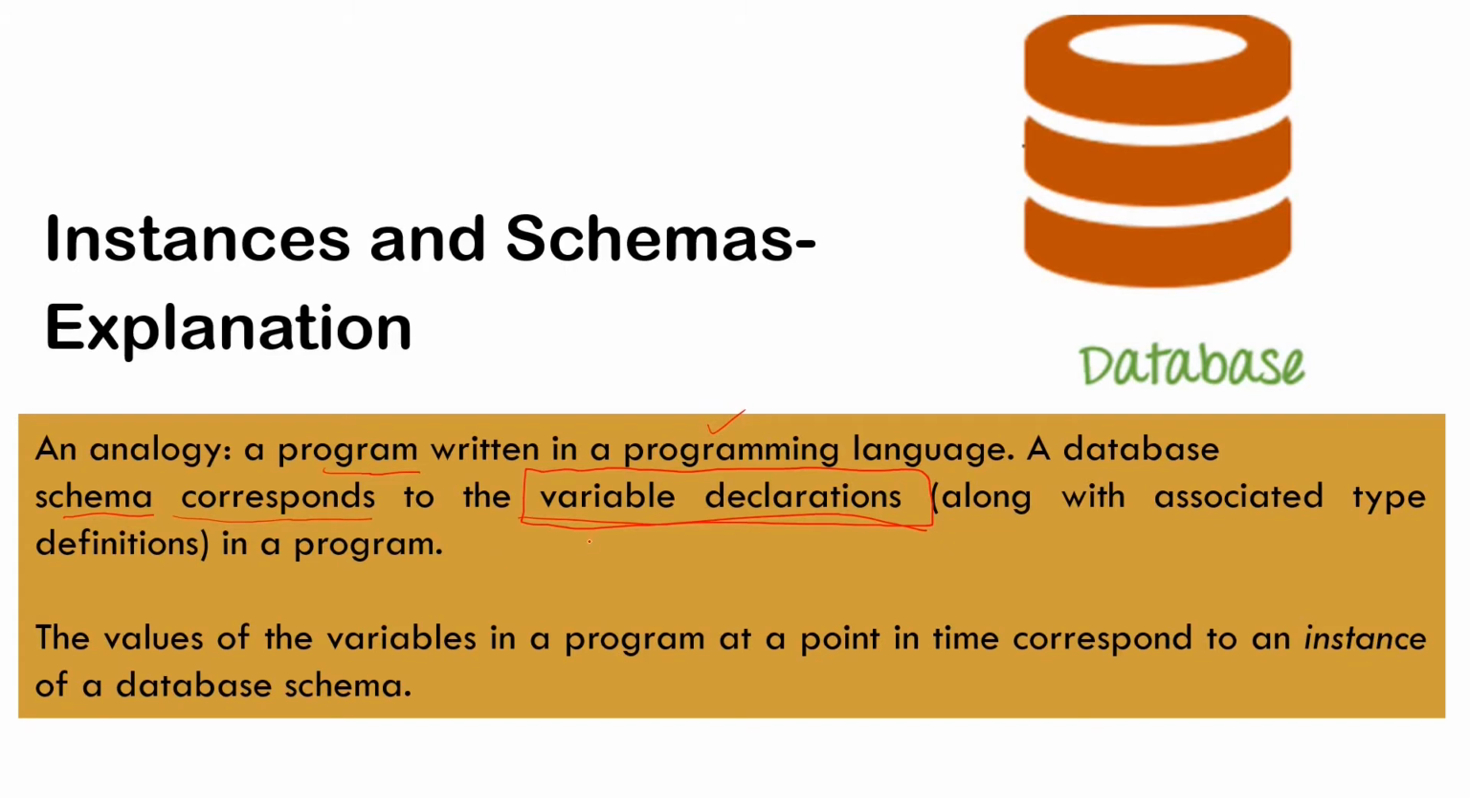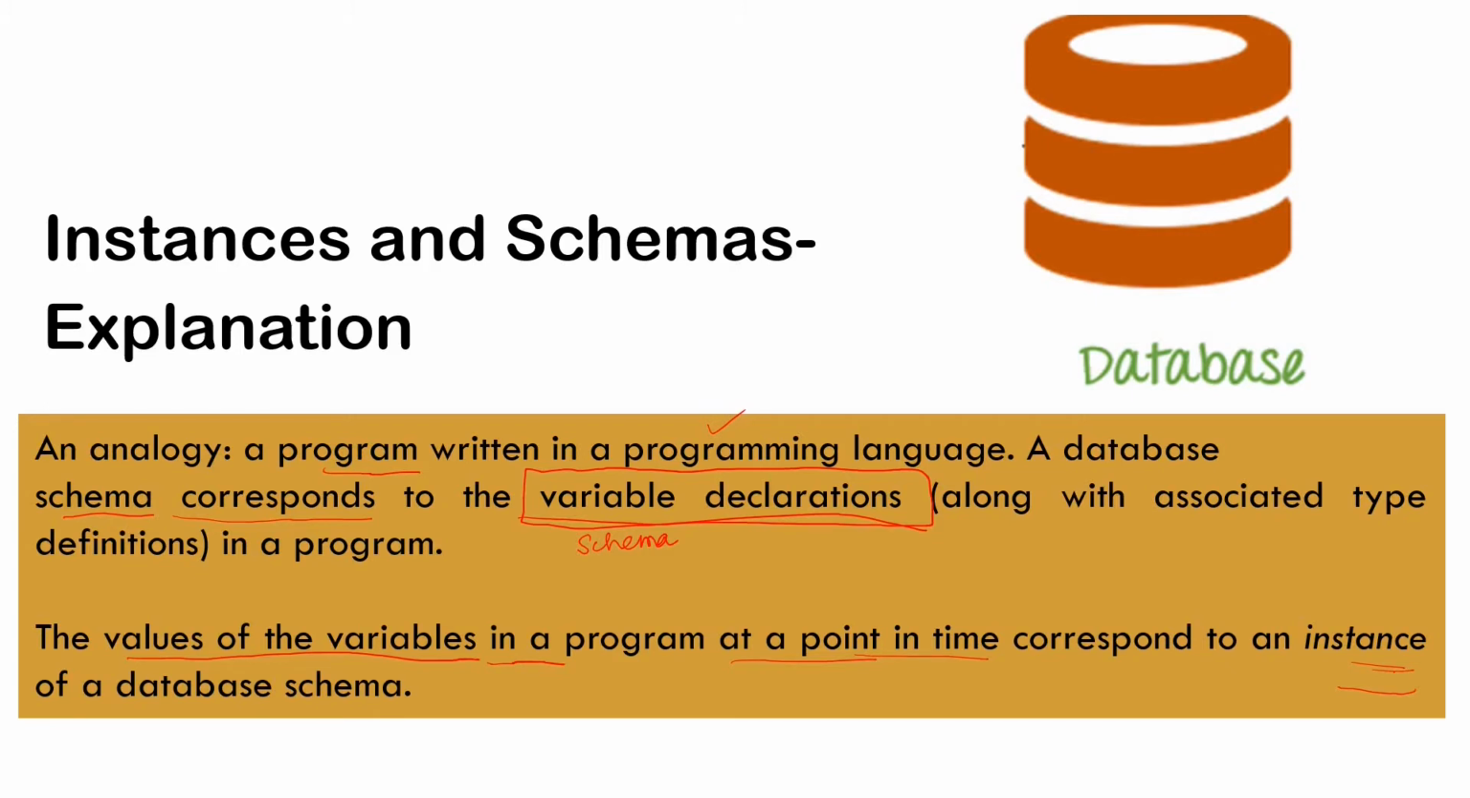So you have understood what schema is. But these variables will have different values at different points of time. The values of the variables at a particular point of time will be called an instance of a database schema. That means the values of the variables. So naturally, schema is the design of the database, and instance means the values which are stored at a particular moment.